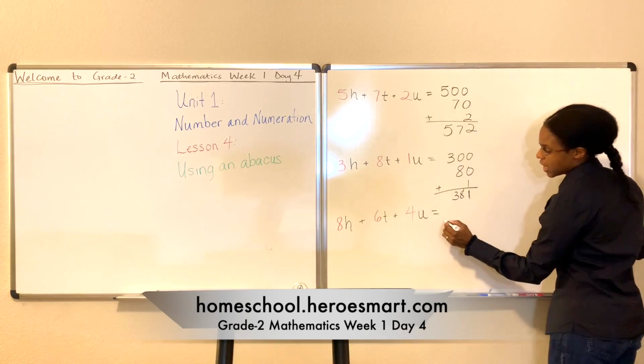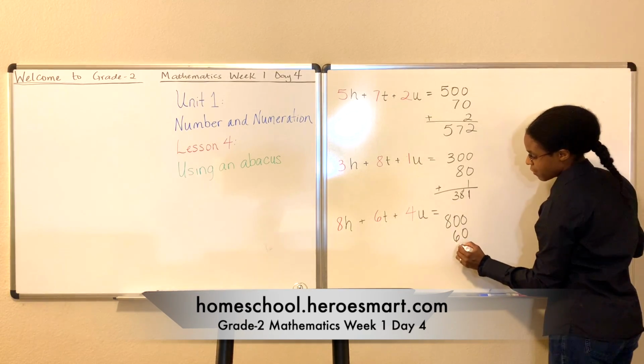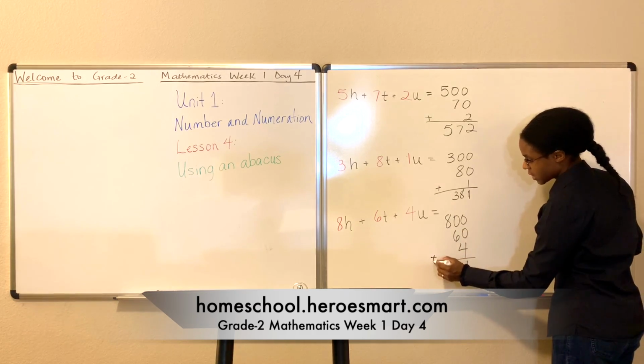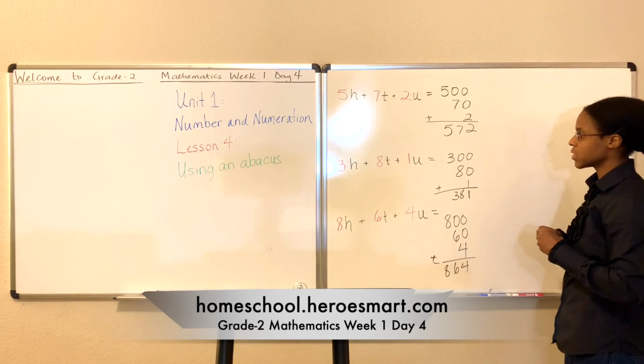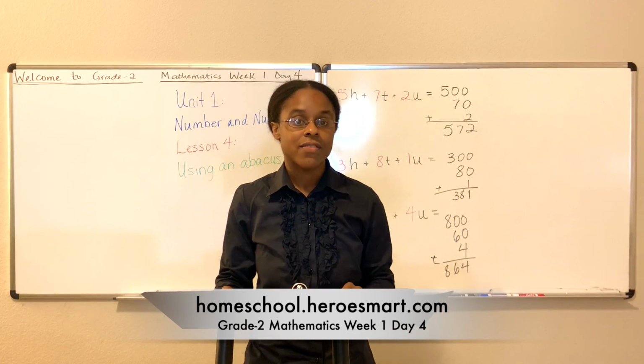Finally, we have 8 hundreds, 6 tens, and 4 units. Just write it straight out. That's 4, 6, and 8. That, boys and girls, is how you would sum that: 864.